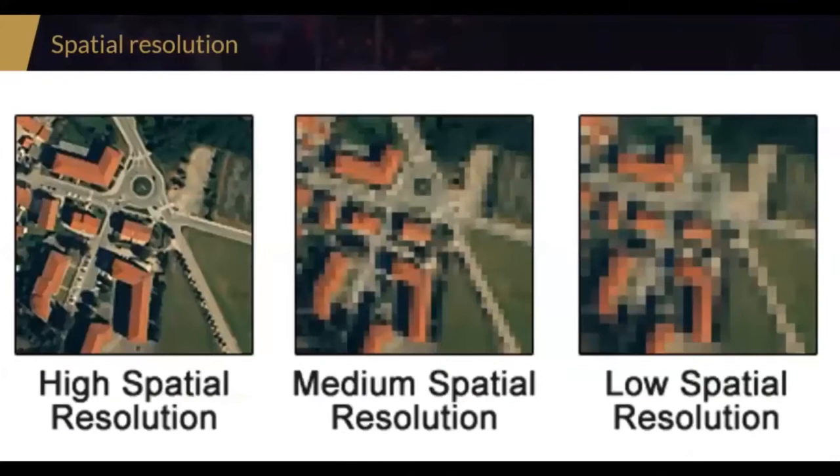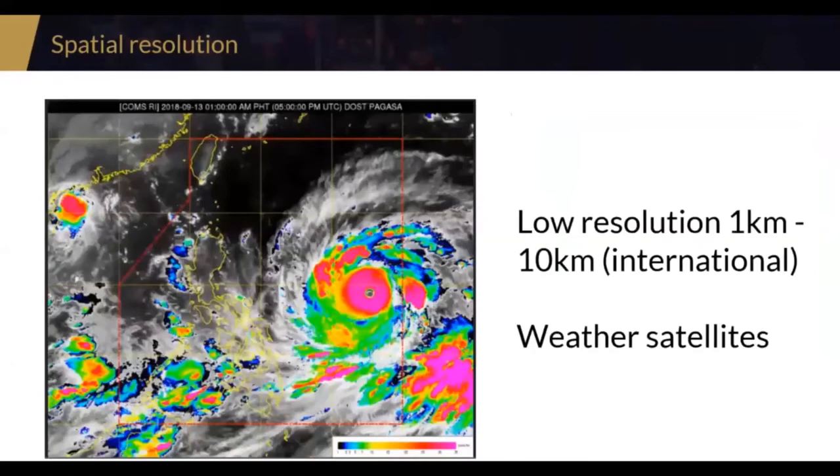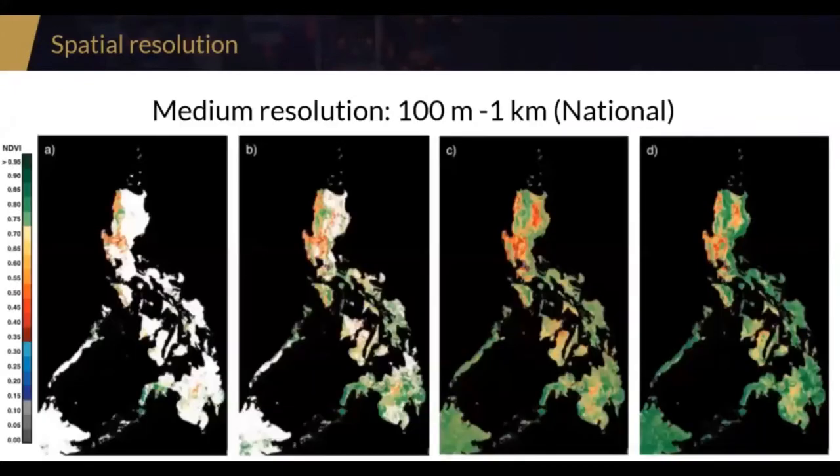Another example showing different resolution sizes. A high spatial resolution is required when, for example, determining separate houses. This is the classification of different pixel resolution sizes based on what scale of the application it is usually used. Say if you have a 1 kilometer to 10 kilometer resolution image, that image is best used for international coverage and so on. Example of low resolution images are those coming from weather satellites.